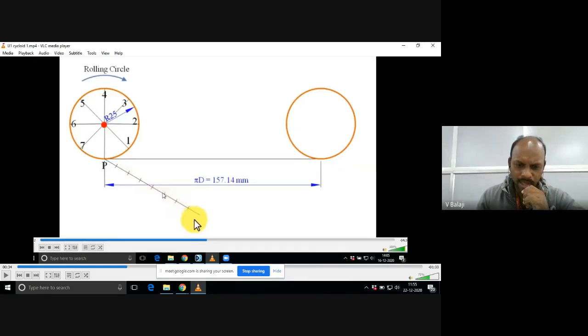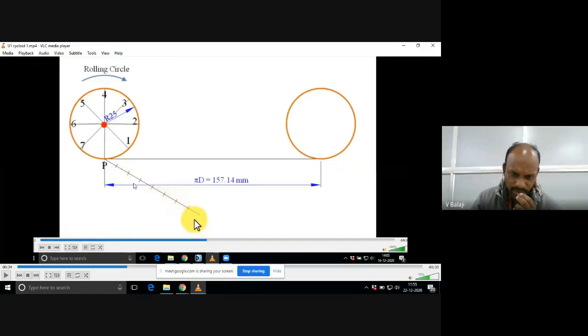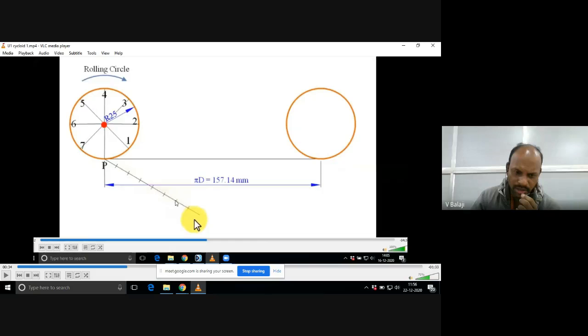Sir, if we take the circle into 12 parts, then we need to draw 12 arcs, right? Yes, 12 arcs. How to take? So I am explaining with 8 parts. Is it clear? Yes, sir. Then I am taking only 8 parts. 8 arcs I have drawn.